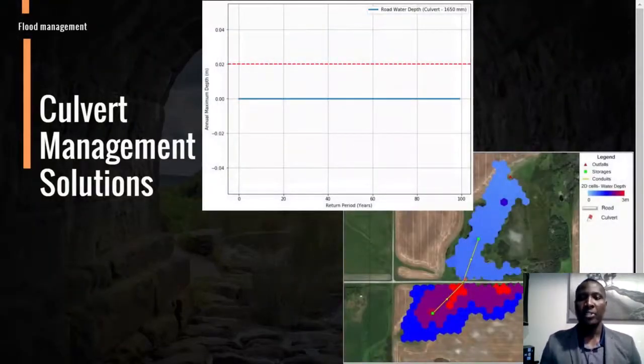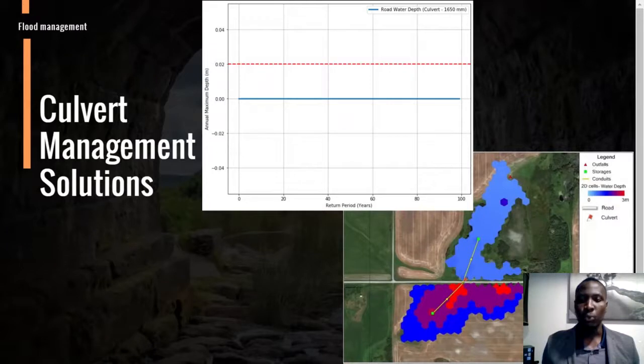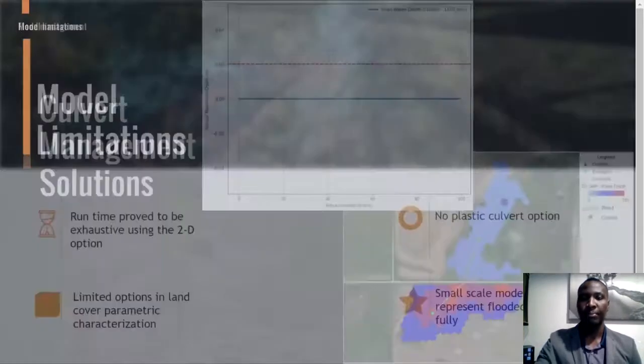We did a final scenario where we didn't want a case where the road got flooded at any point in time, but that only happened when we increased the size of the culvert from 450 to 1650. As you can see from the flood hazard map on the bottom right, and the chart of the return period on the top left.